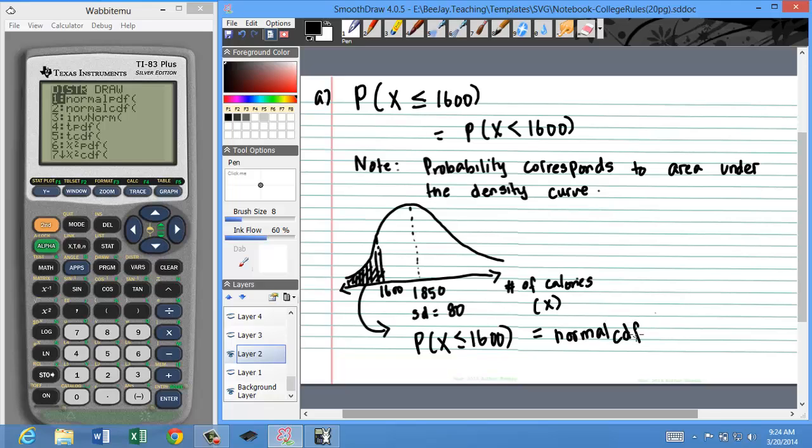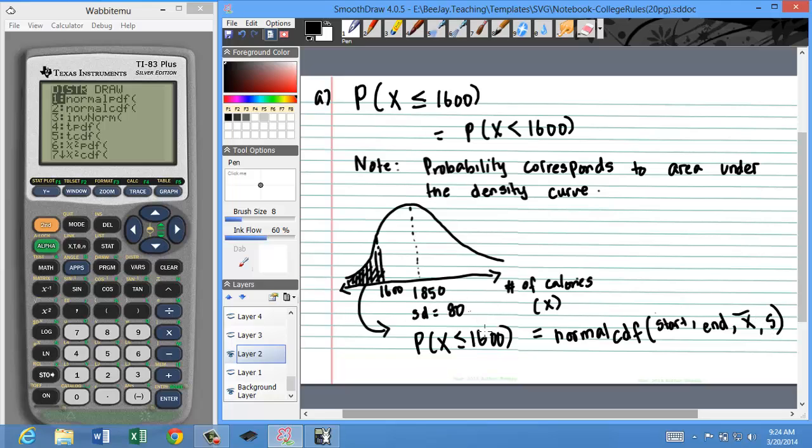Do not use PDF. And it has a very standard syntax. You write the starting point, the ending point. When I say start, end, I mean start of the area, end of the area, and you follow it up by the mean and the standard deviation.